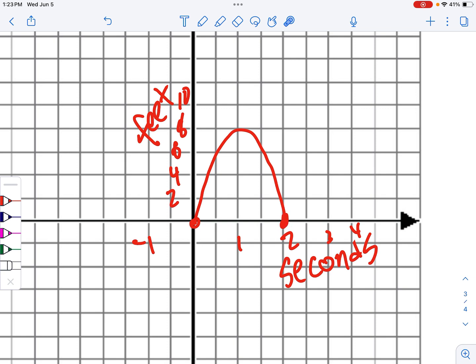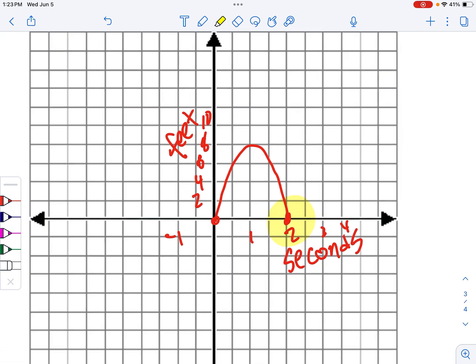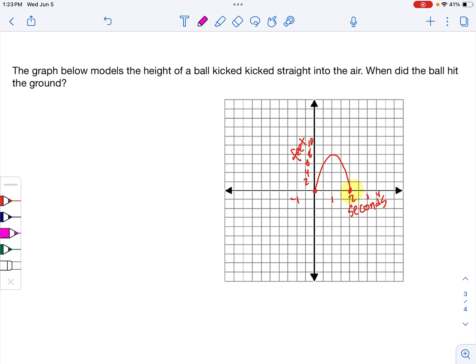Well, when did it hit the ground? Don't overthink it. When did it hit the ground? It's just where did you cross the x-axis? So we hit the ground at 2 seconds.